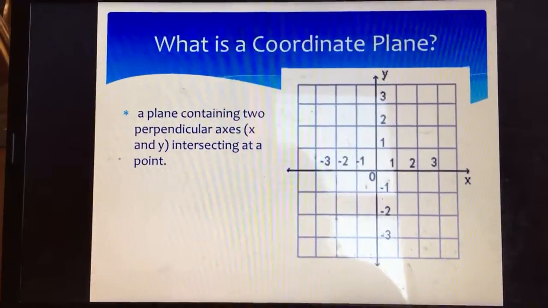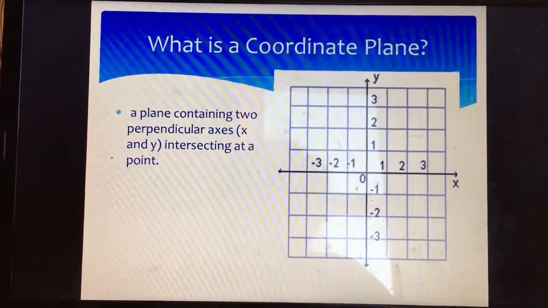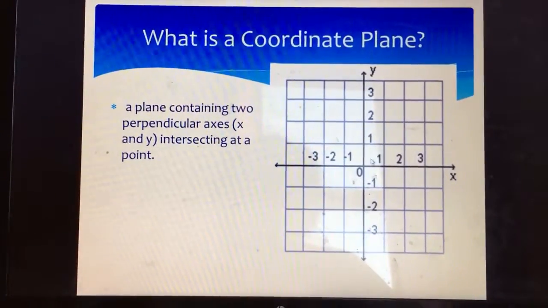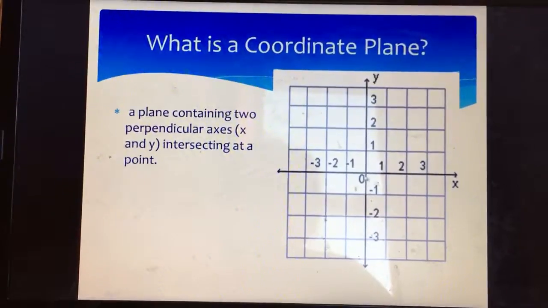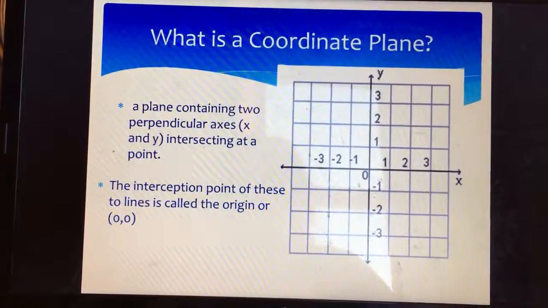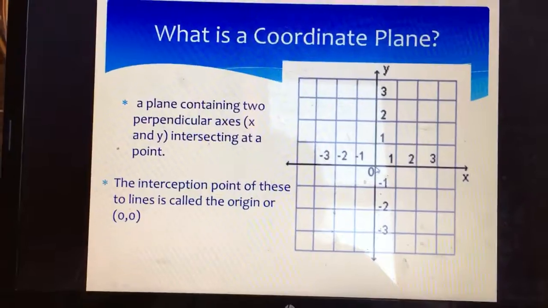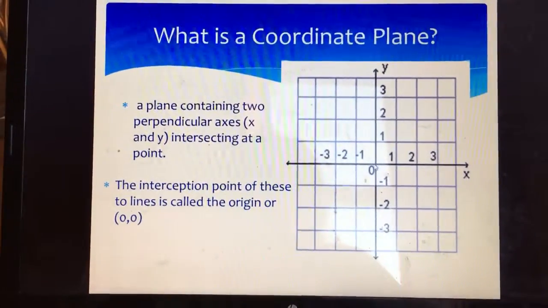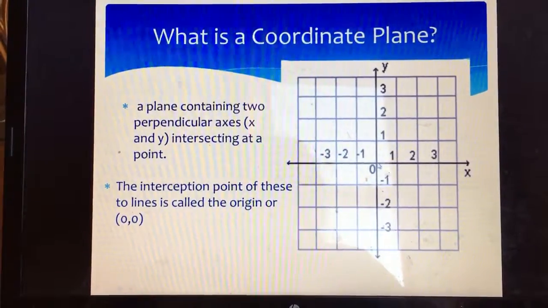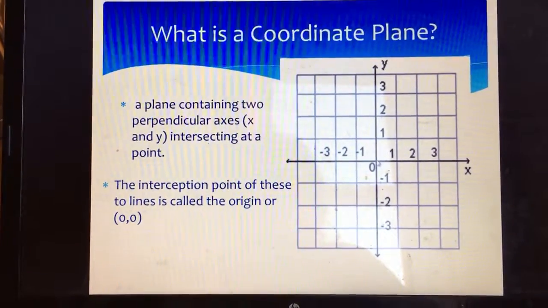So let's look at the chart here. You can see that we have two lines, one going horizontal and one going vertical, that cross in the middle. The point where they cross, where it says 0, is called the origin, or 0, 0. And we will talk about the coordinates in a little bit whenever we get farther along in the lesson.